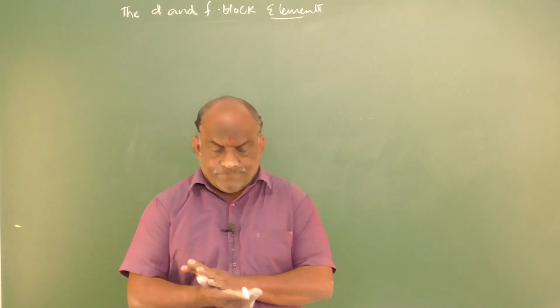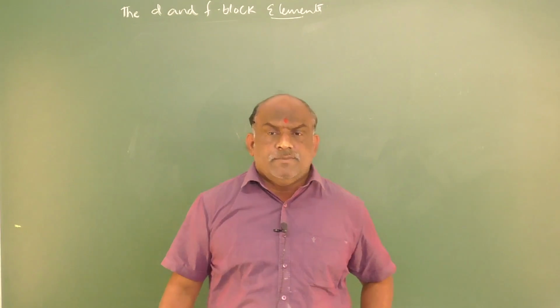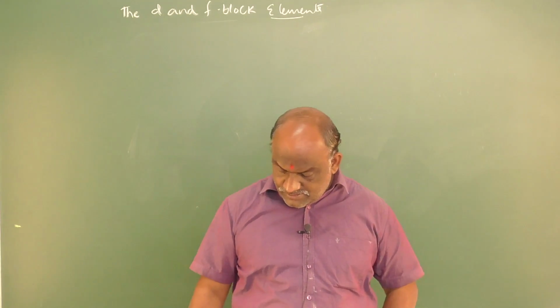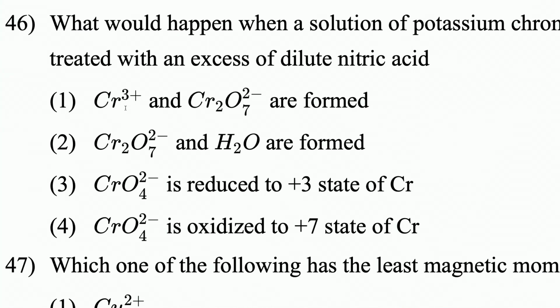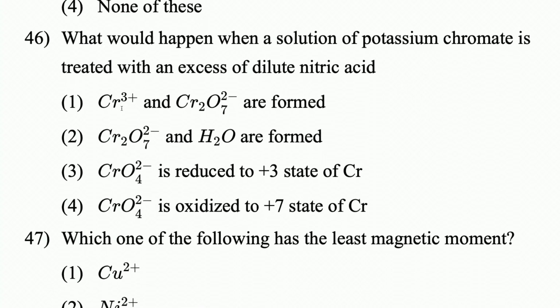After that, the next question is number 46. What would happen when a solution of potassium chromate is treated with an excess of dilute nitric acid? This is question number 46.